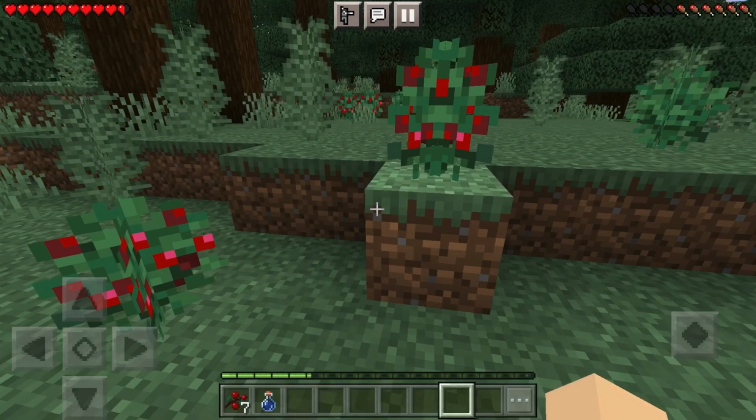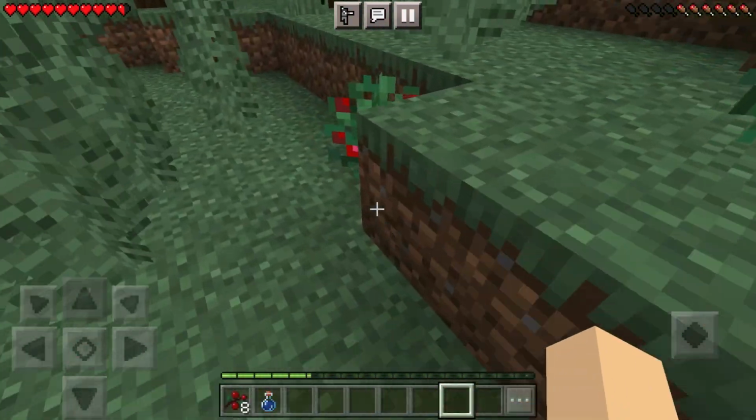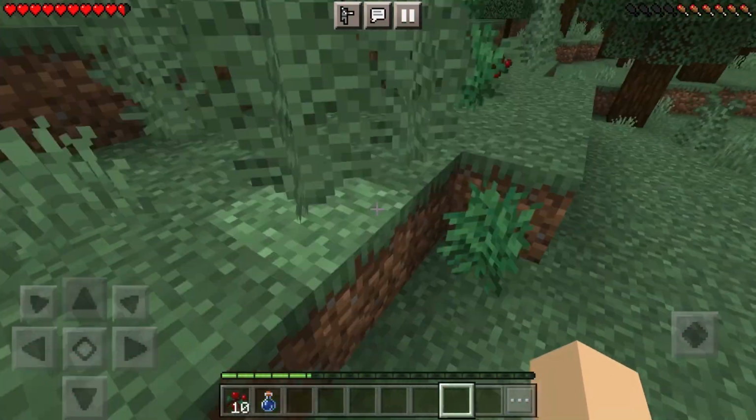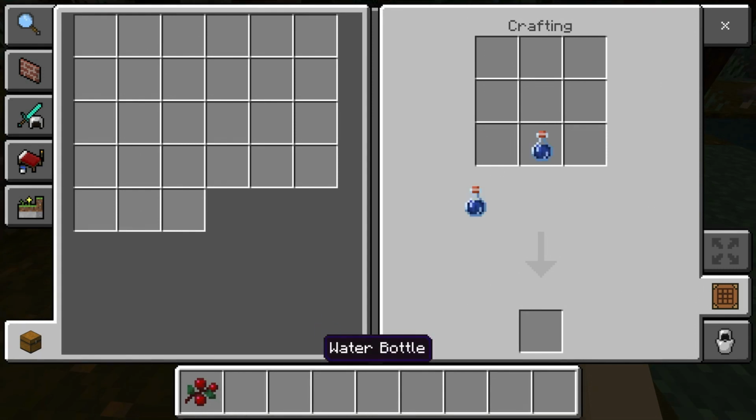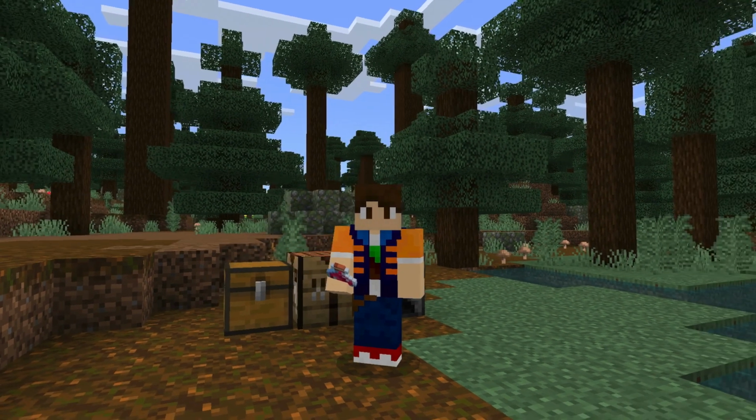Oh yeah, by the way, if any kids watching this want to try making wine from grapes or something, please don't do that. To make sweet berry juice, you need to craft it with sweet berries and, of course, a water bottle. Now that we got sweet berry juice, we can make it into wine.